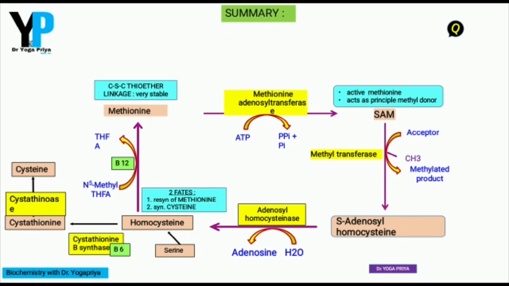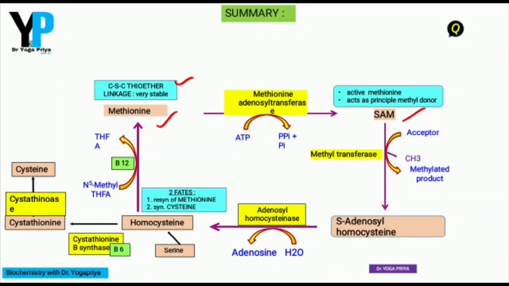So what is methionine? Methionine is a very essential amino acid and it is a glucogenic amino acid. It is also a very important sulfur containing amino acid. When we see the structure of methionine, it has a very stable C-S-C, that is nothing but a thioether linkage, which makes the methionine very stable.